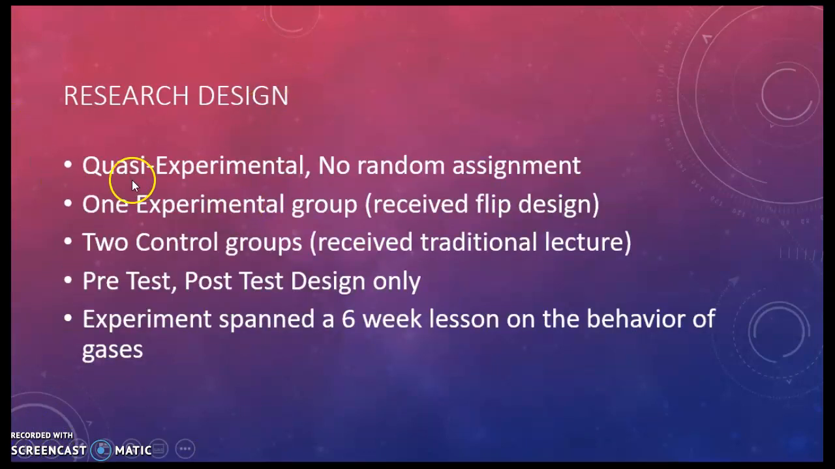Research design. It was quasi-experimental because there was no random assignment. Of course, I couldn't choose. There's one experimental group which received the flipped design, that's period 2. And then I have 2 control groups, periods 1 and 3, and they received traditional lecture, of course, me standing at the whiteboard or the Promethean board and doing my thing. We have a pre-test, post-test design only, and the experiment spanned a 6-week lesson, and all we did was the behavior of gases. That's one of my units in chemistry.